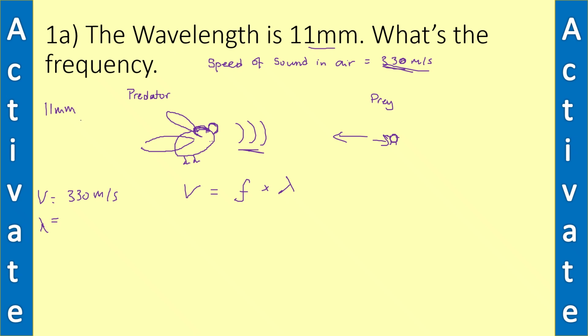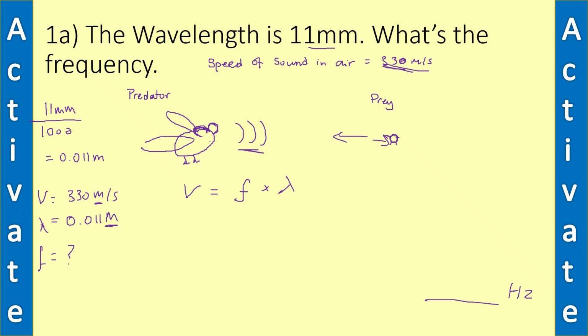So what I'm going to do, let's convert that to get 0.011 meters. That way we're working in the same units. 330 meters per second, so we need the wavelength to also be in meters, and the frequency is what we're trying to find out. We know that's going to be in hertz.